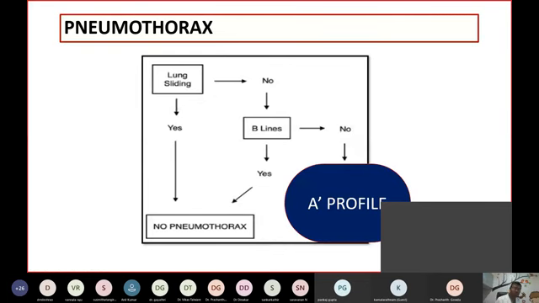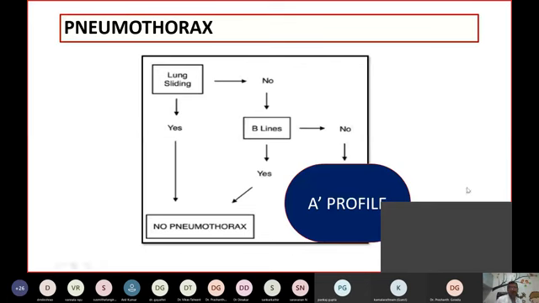Suppose now you put a probe in the anterior chest and you see that there is no lung sliding. Then you should look for B lines. Again, if you see B lines, you rule out pneumothorax. So even if there is no lung sliding and you see B lines, it means there is fluid in the lung and you are ruling out a pneumothorax. So if you don't have lung sliding and there are no B lines, obviously you have A lines in the lung. So what you have here is A lines with absent lung sliding, and that's what we call an A dash profile.